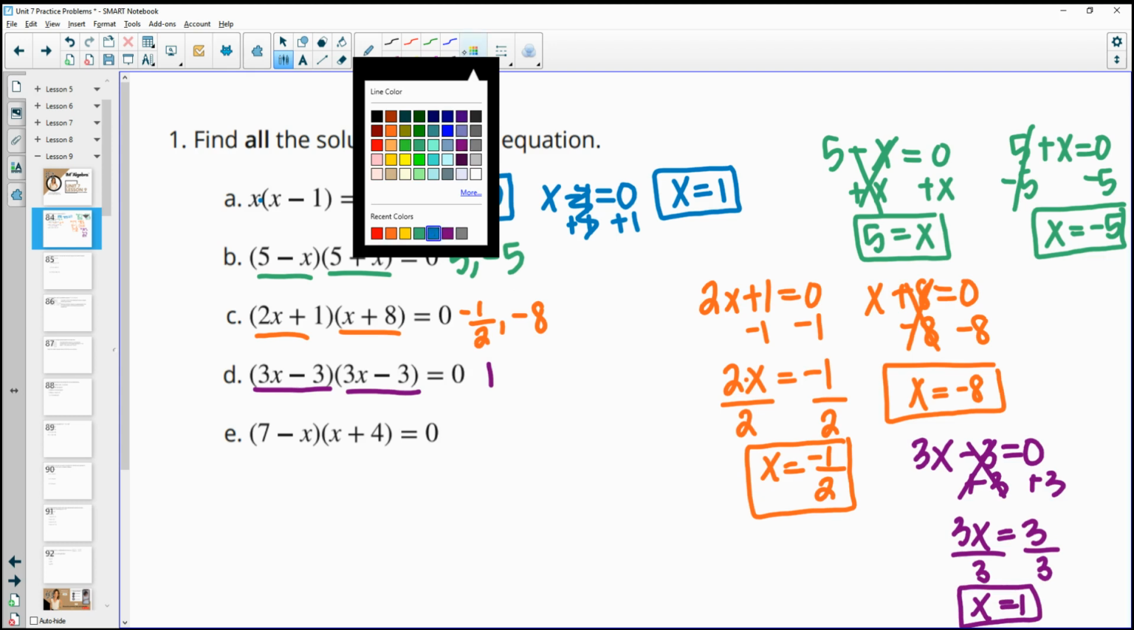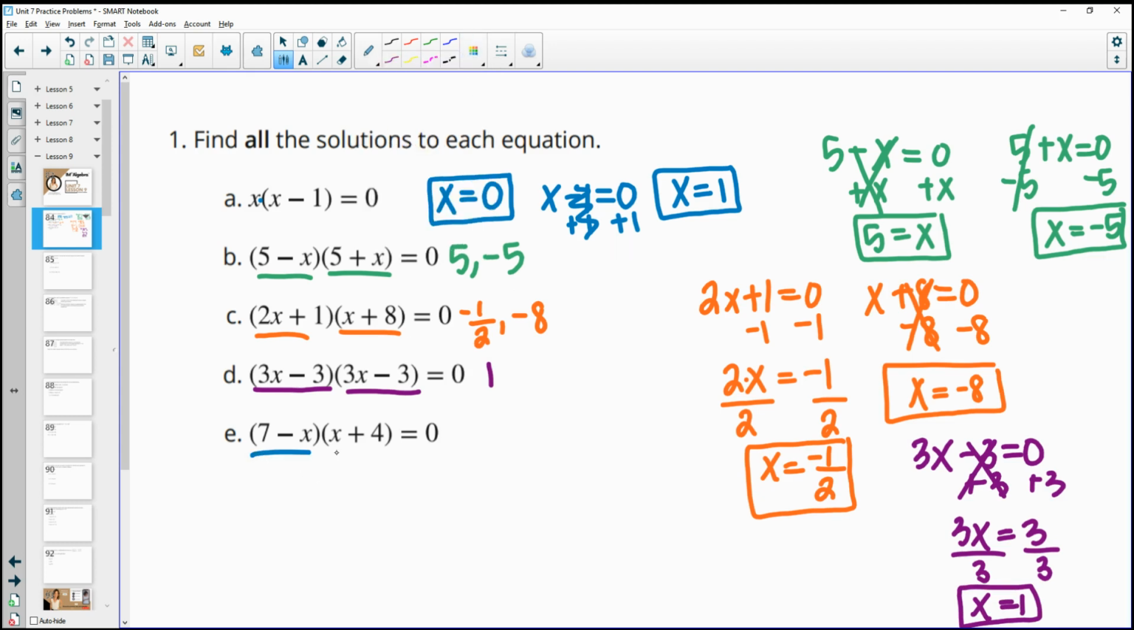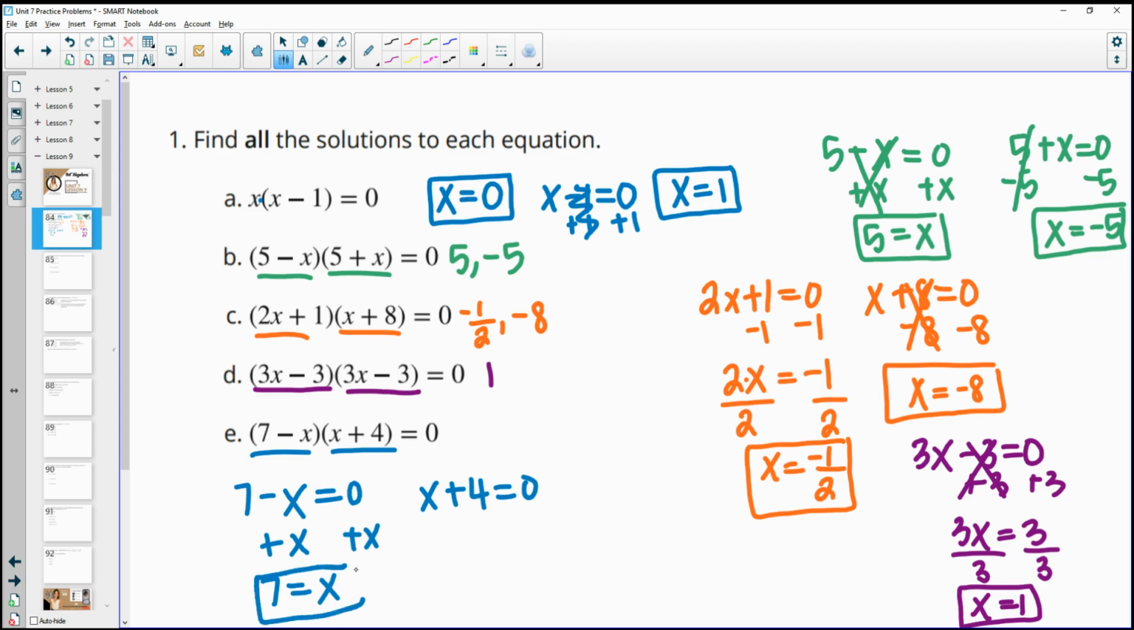And then for part E, we've got these two pieces, so we'll solve each of those. 7 minus x equals 0, and x plus 4 equals 0. Here I'm just going to add x to both sides. Then we end up with 7 equals x as one solution. And then we can subtract 4 here, so we end up with x equals negative 4 as the other solution. So 7 and negative 4 are the solutions for E.